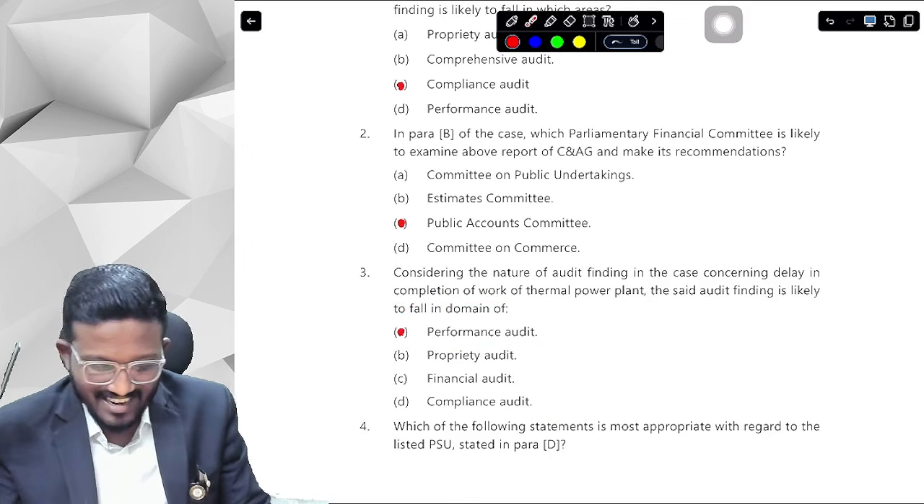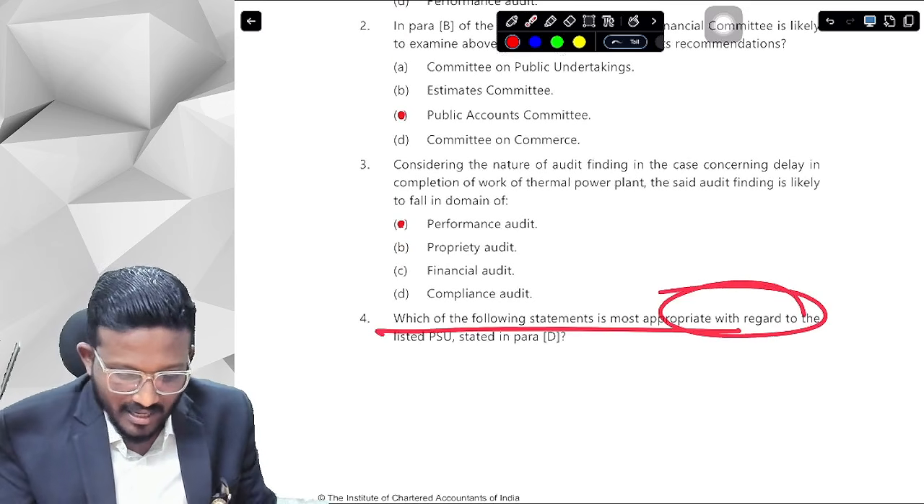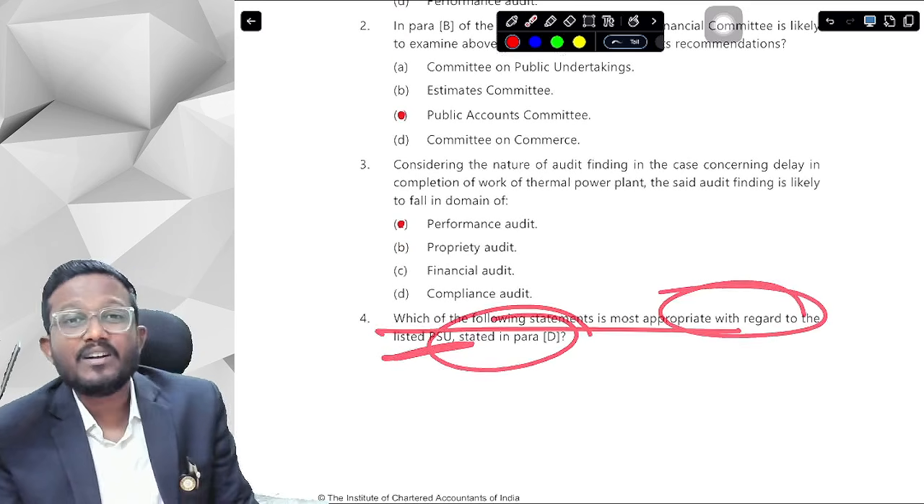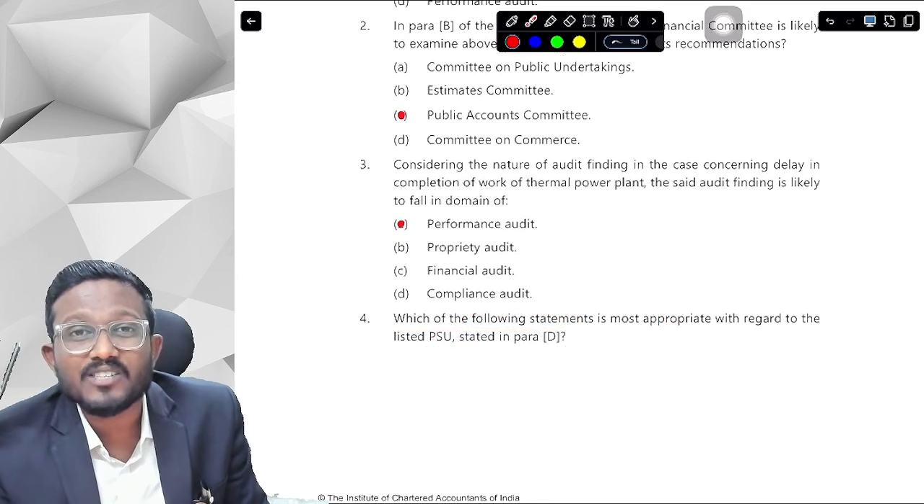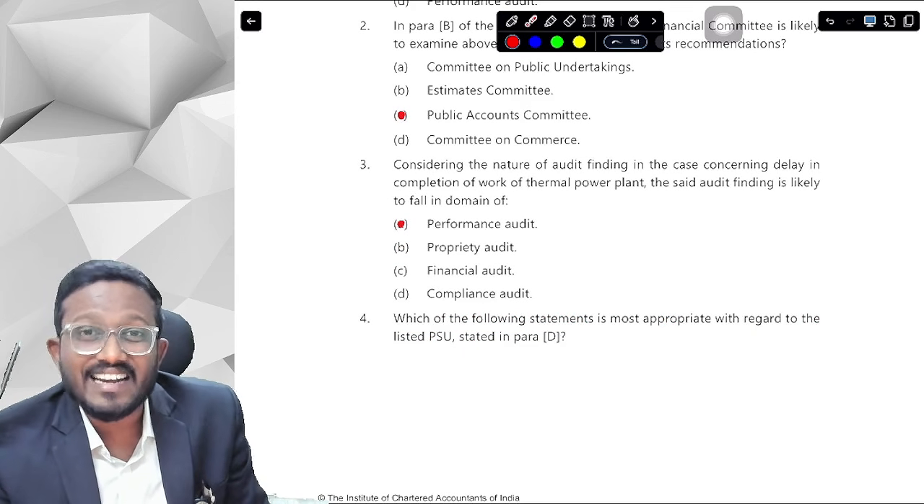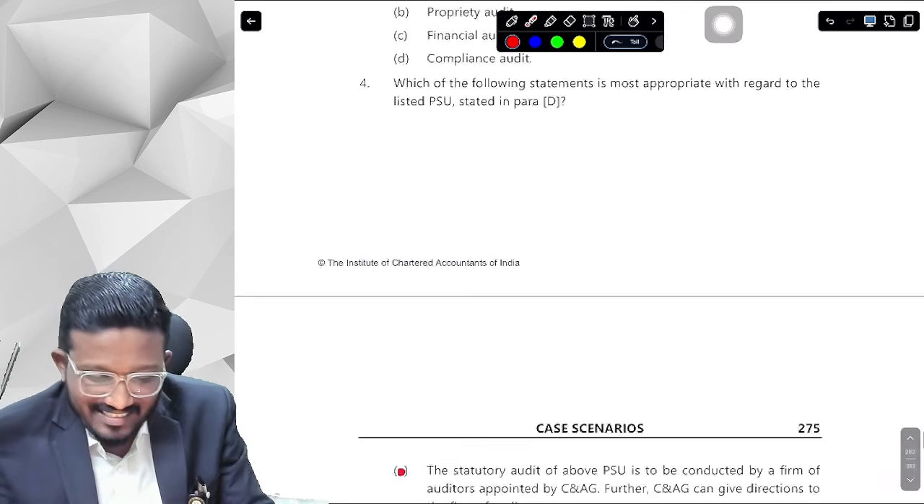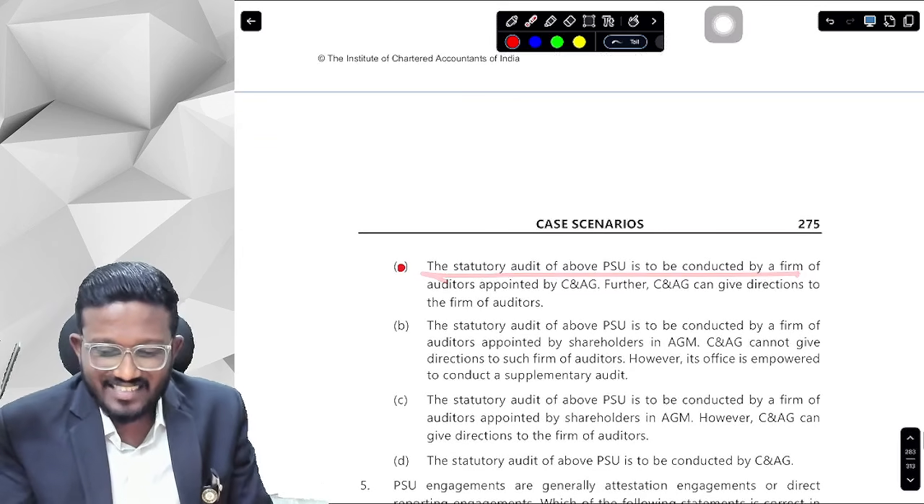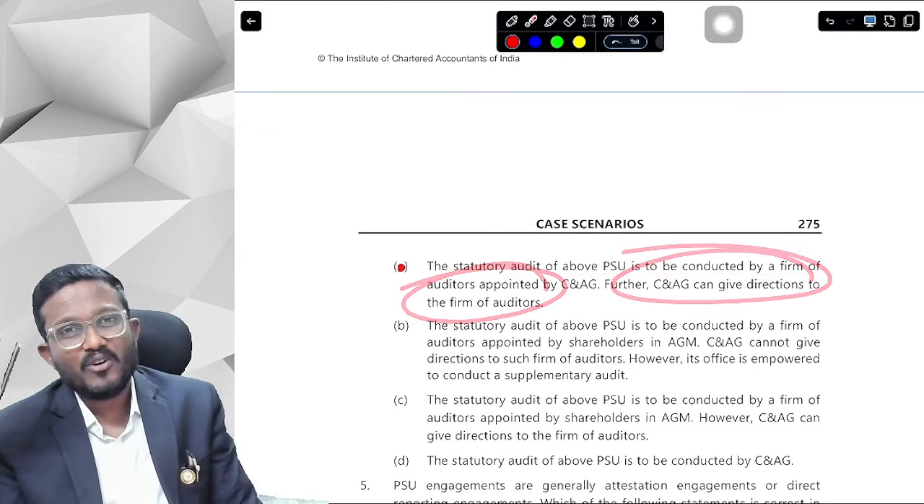Okay, yes sir. Next, which of the following statements is most appropriate with regard to a listed PSU? If it is a listed PSU, a public sector undertaking, a public sector company, who appoints the auditor, sir? The C&AG. And the C&AG can further give directions to the firm of auditors as well.